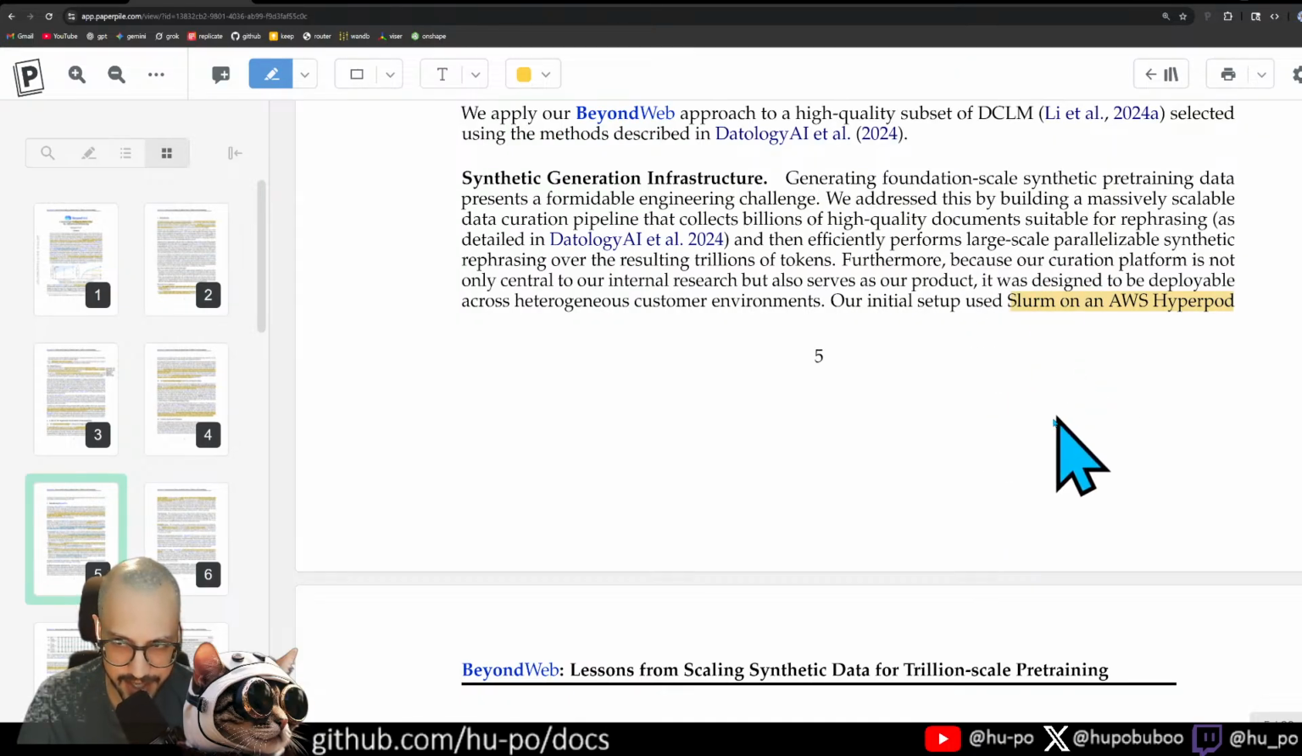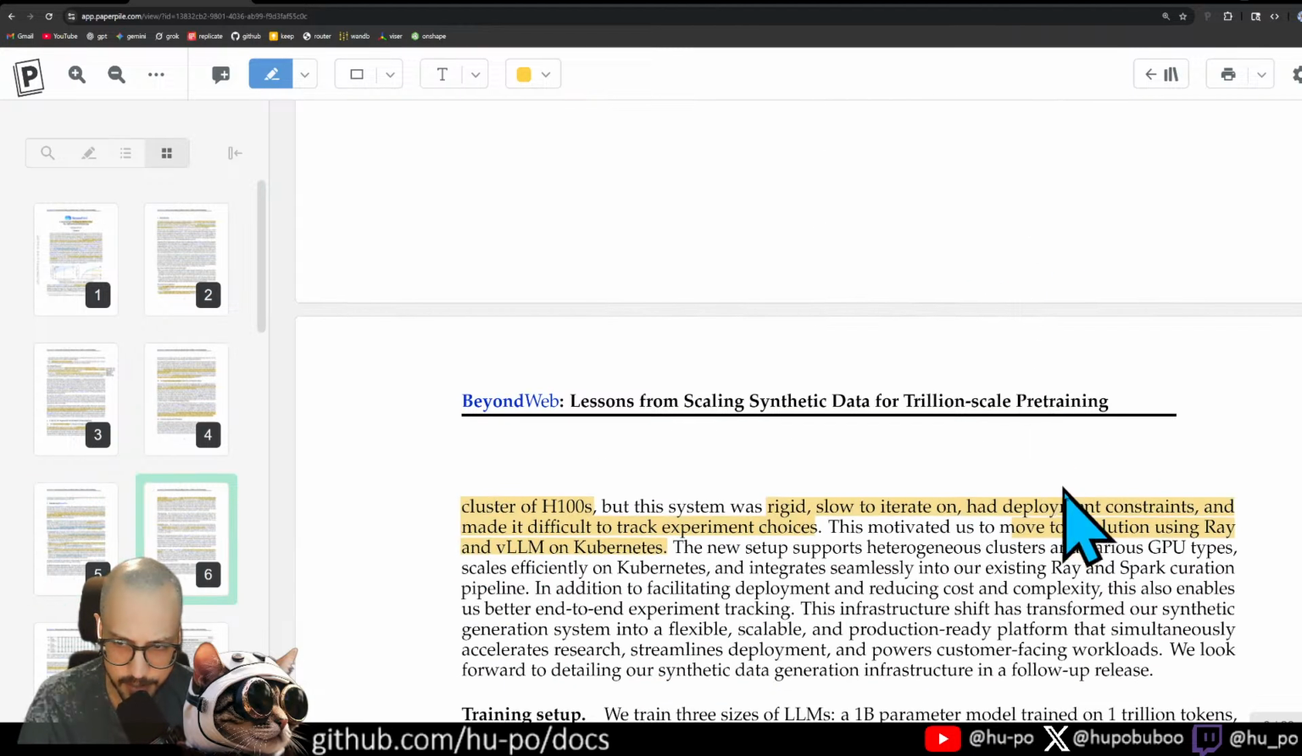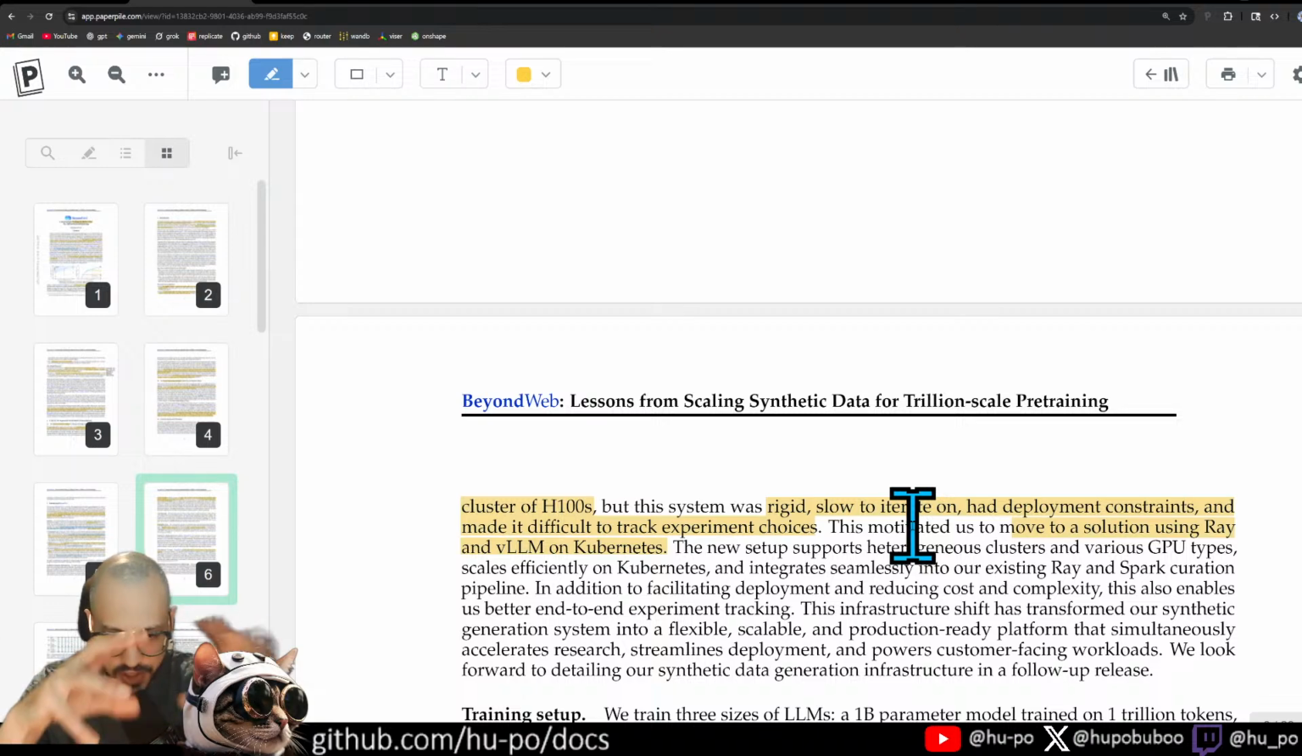I've seen various academic labs that use Slurm, but actually Ray and Kubernetes and VLLM, I've used Ray and I've used Kubernetes, and I think those are much more modern. So it's interesting that they also kind of agree with this. Move to a solution using Ray and VLLM on Kubernetes, right? VLLM is for the inference, and then Ray basically allows you to create jobs and spin up jobs. So it's kind of like an orchestration framework, right?